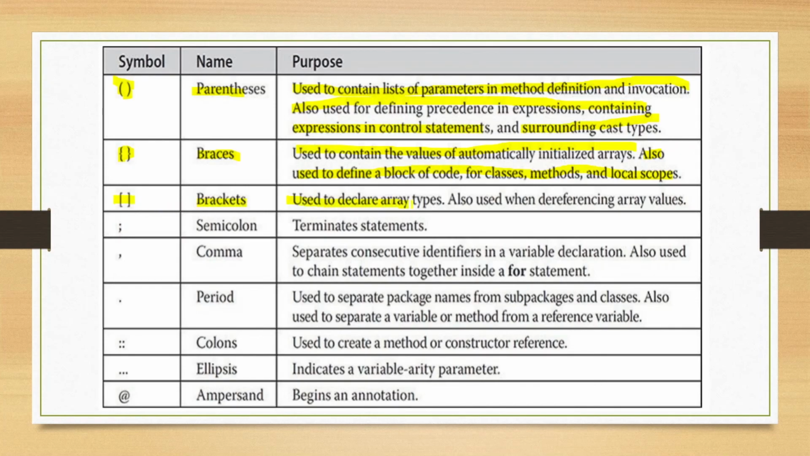Then we have brackets. Brackets are used to declare array types and also used to dereference array values. We will take a look at that. Then we have the semicolon. We just now saw the use of the semicolon. Then we have the comma. The comma separates consecutive identifiers in a variable declaration. It is also used to chain statements together for a for statement. We will take a look at this later.